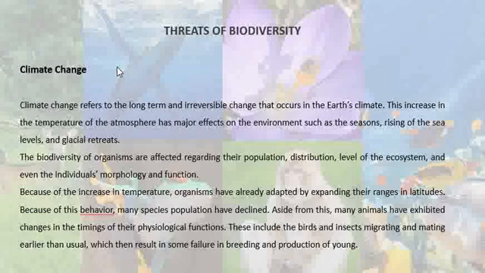The following points we will learn about. Climate change. Now what is climate change? Climate change refers to the long-term and irreversible change that occurs in the Earth's climate. Irreversible change means a permanent change, or a change which cannot be reversed. This increases the temperature of the atmosphere. That has major effects on the environment, such as seasons, rising of the sea levels and glacier retreats.